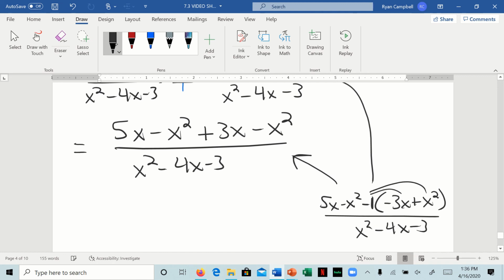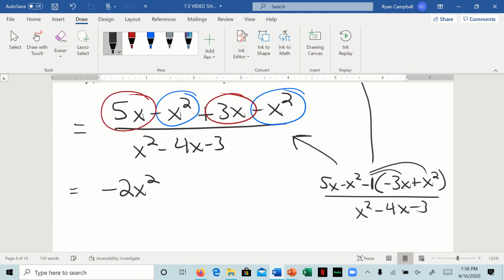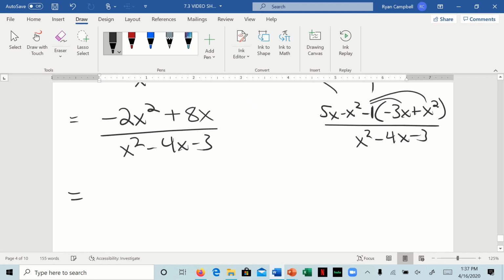All right. So combining the x squares, we see that we have negative 2x squared. Combining the x's, we see that we have plus 8x over x squared minus 4x minus 3. Then we got to factor. So for the top, we can see that there's a negative 2x in common with both terms. So we can take out a negative 2x, and we're left with x minus 4.